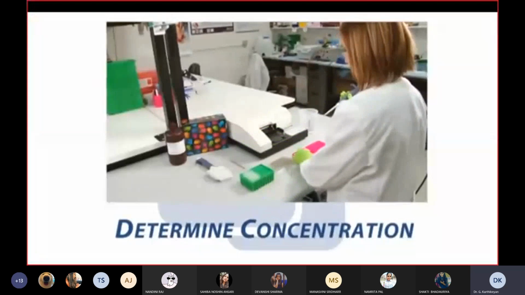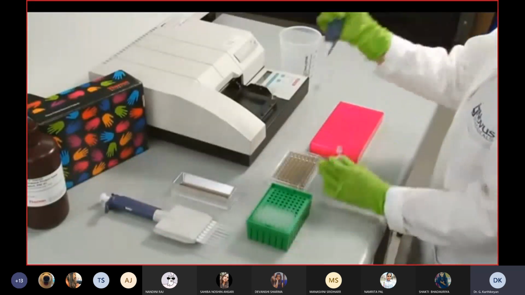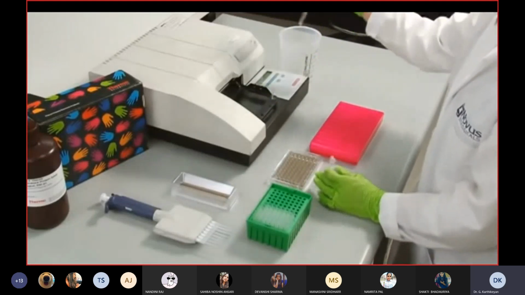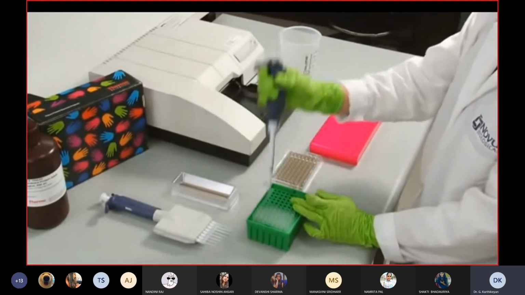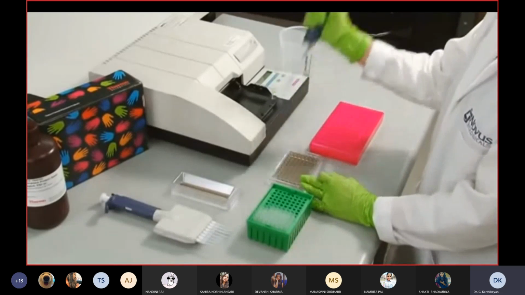Determine the total protein concentration of your sample lysate by testing a small portion of the lysate with a commercially available protein quantitation assay, such as the BCA. This will assist you in loading equal amounts of protein into your gel.